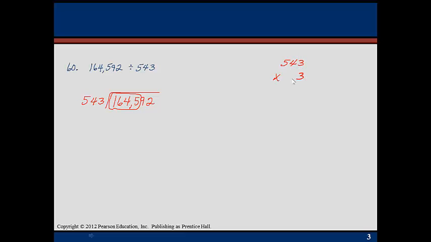Let's start with 3. So 3 times 3 is 9. And then 4 times 3 is 12. Carry the 1. 5 times 3 is 15, plus the 1 is 16. So 543 goes into 1,645 3 times. And that's 1,629.